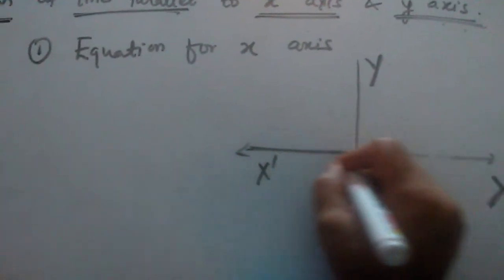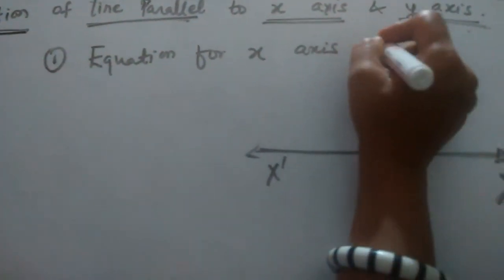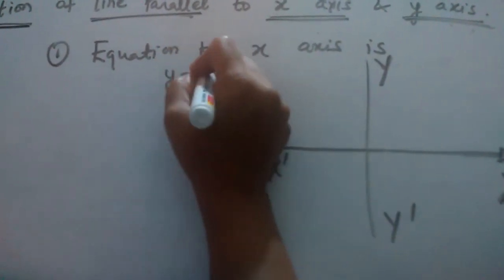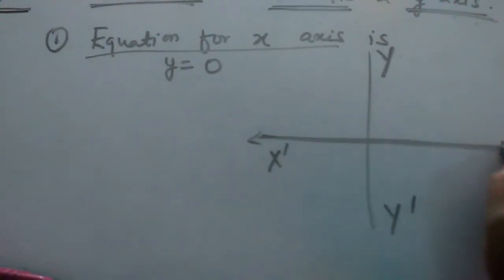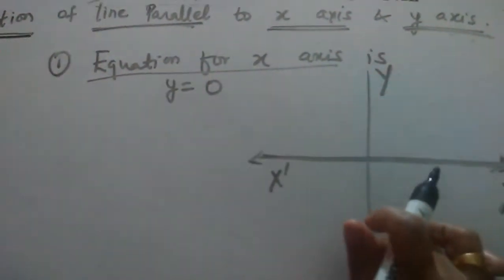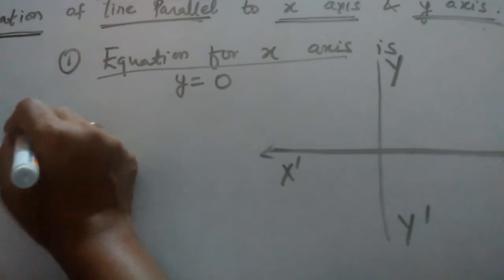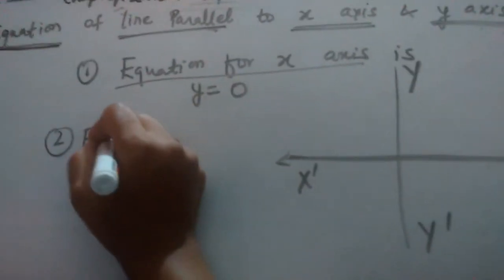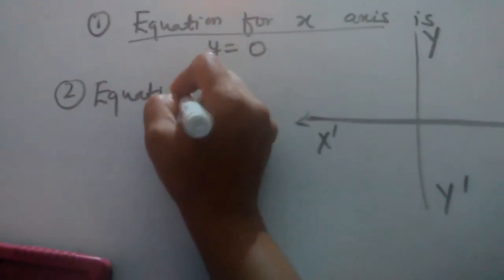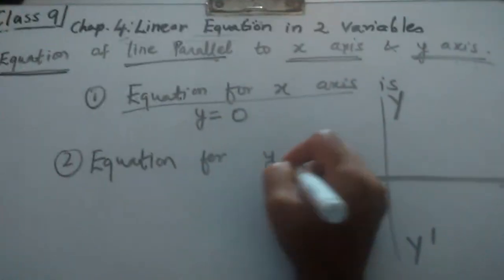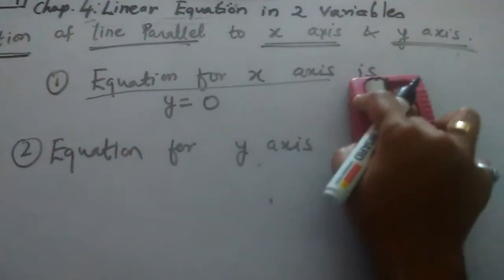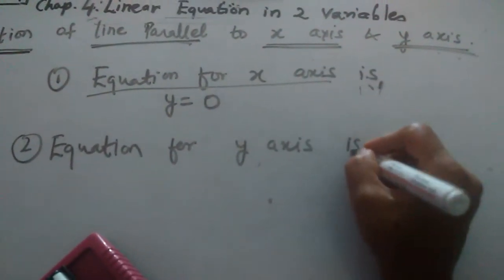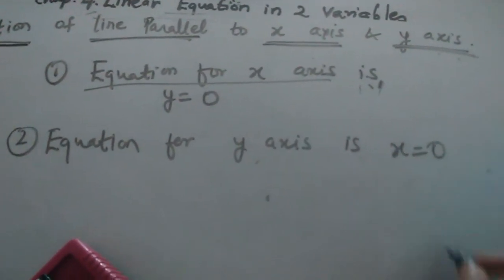This is your x-axis. The equation for x-axis is y is equal to 0. See, when you talk about the x-axis, it means y is equal to 0. Similarly, equation for y-axis is x is equal to 0. Okay? So, it's like this.